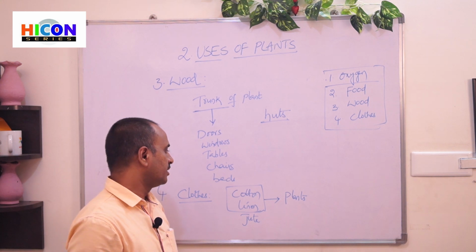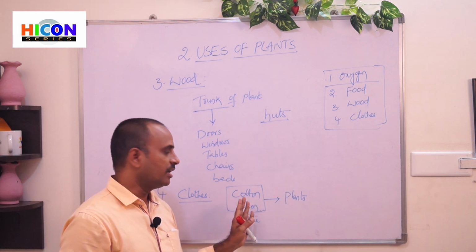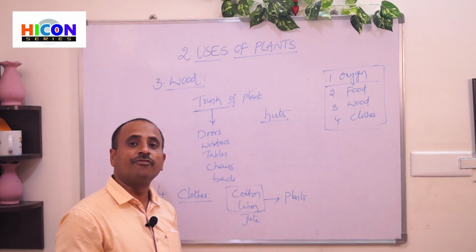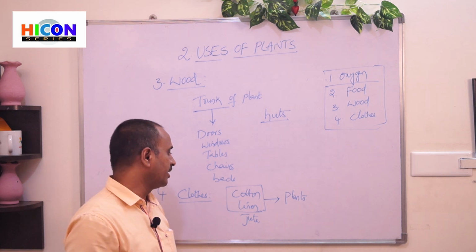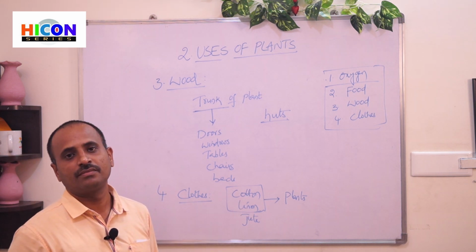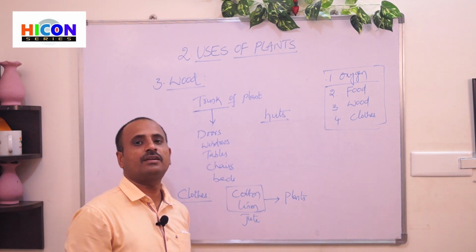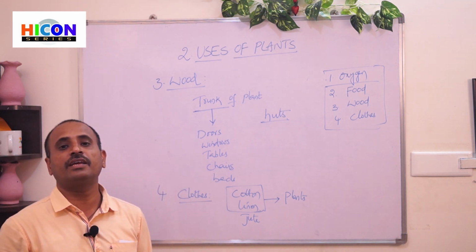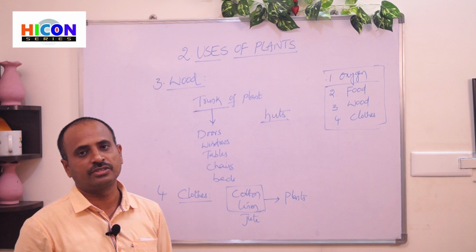In this way, the plants give cotton, and from the cotton we can weave clothes and wear different types of clothes. And these clothes protect us from the sunlight and different types of atmospheric conditions.